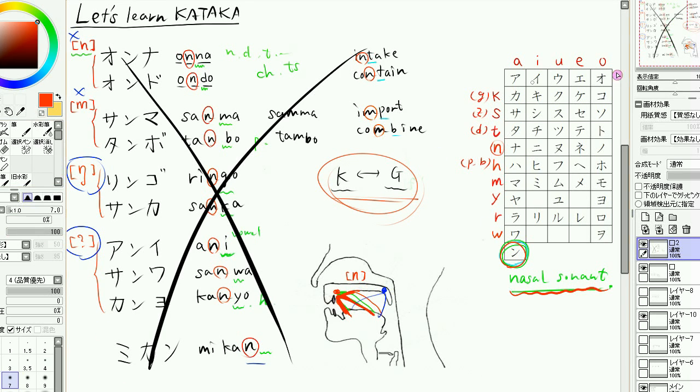So now that we've learned all the 50 sound table, we're going to have to learn a couple more things. So in the next video, we're going to learn small katakanas. And the one after that, I'm going to cover foreign sounds. So please look forward to it.